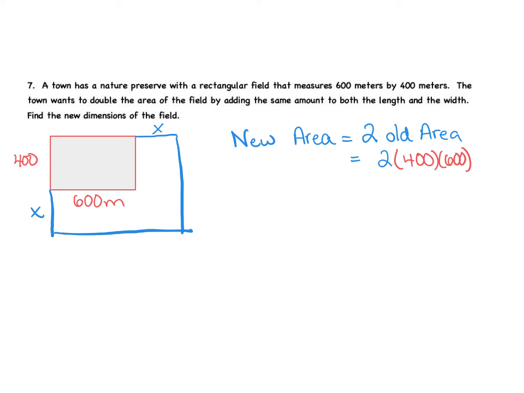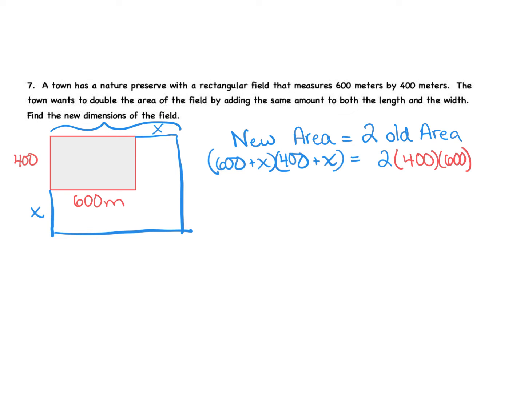And the new area, well, I need to consider my dimensions. So the side was originally 600, but it gains x units right here. So this entire side will now be 600 plus x. Similarly, this one was 400, now it has an x added on. So I need to multiply these two binomials together. I recognize I have a quadratic here because I'm going to have x times x, and I'm going to try to put this into standard form.